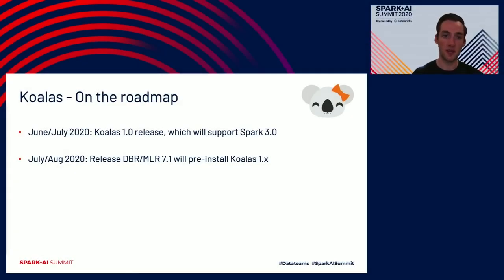So in terms of the upcoming roadmap for Koalas, in terms of upcoming releases, the aim for June, July 2020 is to see a 1.0 release for Koalas, which will support the new Spark 3.0. And from a Databricks perspective, coming up in July, August 2020, we'll see a pre-installed Koalas 1.x in Databricks runtime and ML runtime version 7.0.